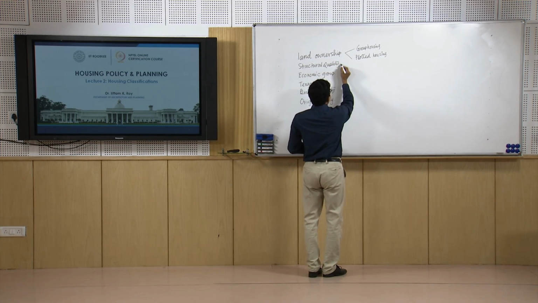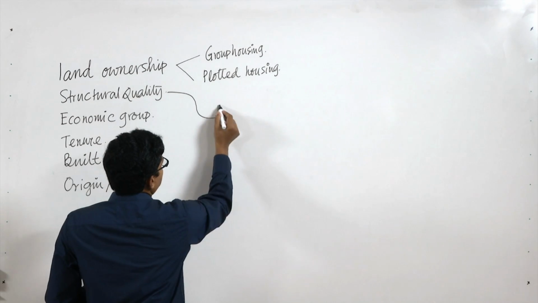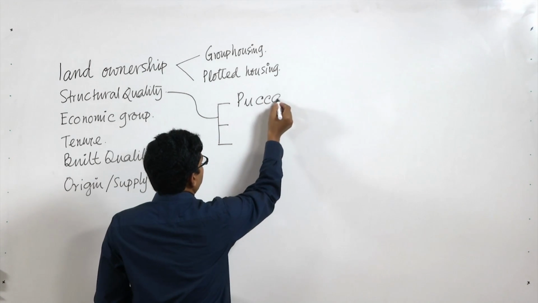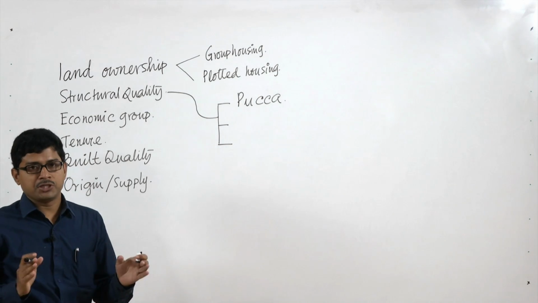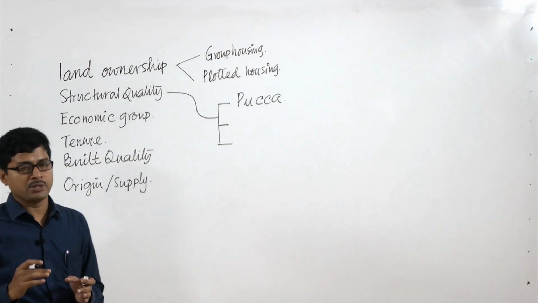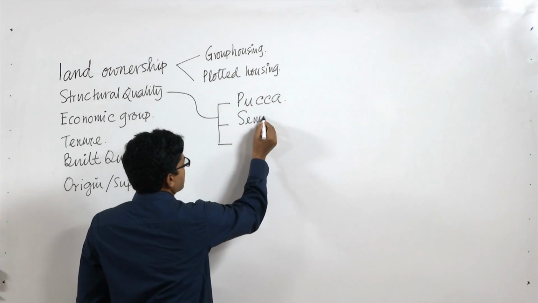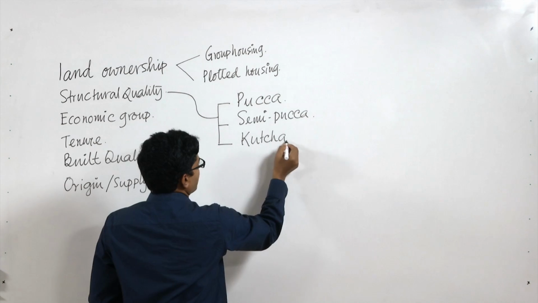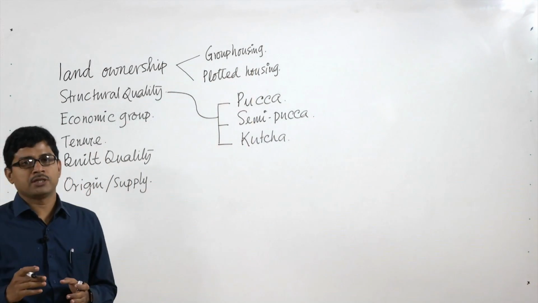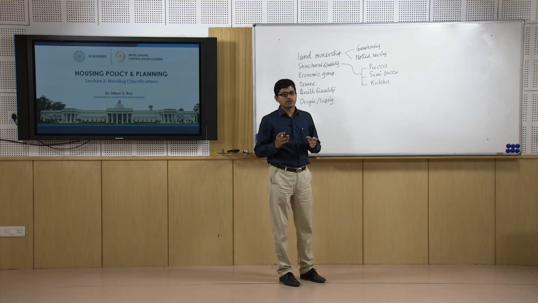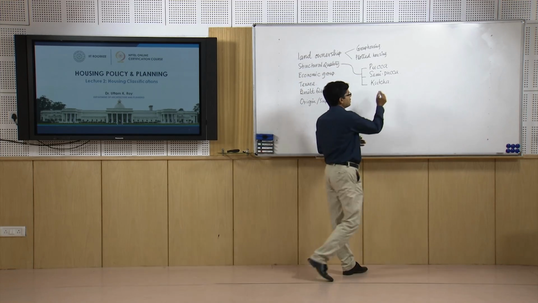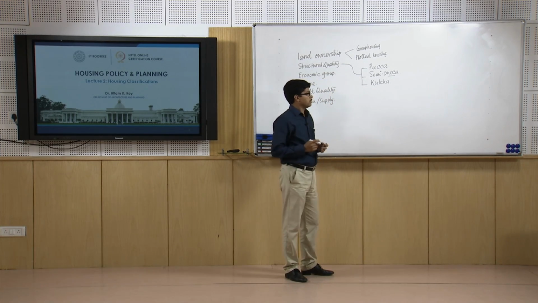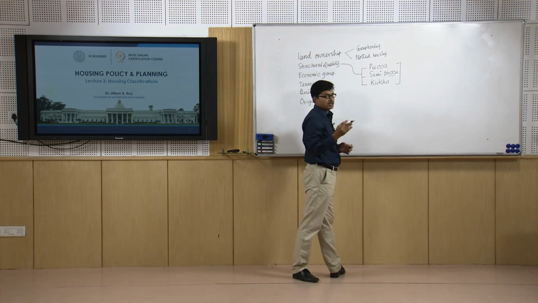When we differentiate based on the structural quality, there can be three different types of house conditions. One we call Pakka houses. Pakka houses have foundation, walls and roof all made of permanent material. Then there are semi Pakka houses or Kacha houses. Kacha houses have the wall and the roof both made of temporary material, and they are sometimes vulnerable to disasters and urban risk. On the other hand, semi Pakka houses are those where only one element, maybe the wall or the roof, is made of temporary material. So, based on the structural quality, houses are sometimes classified in this way.